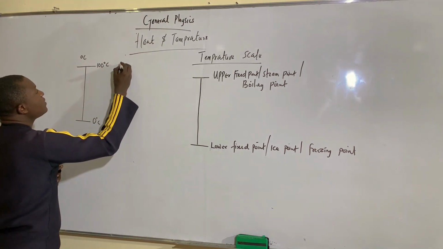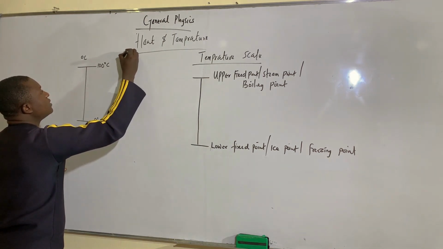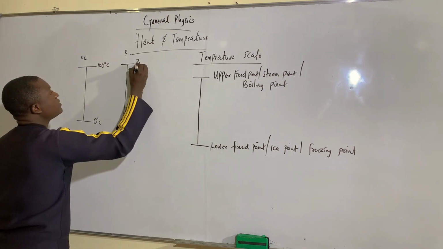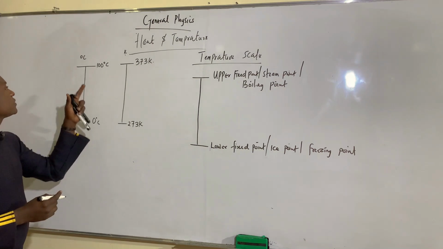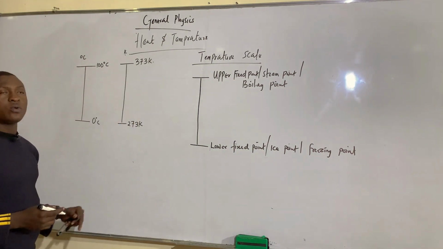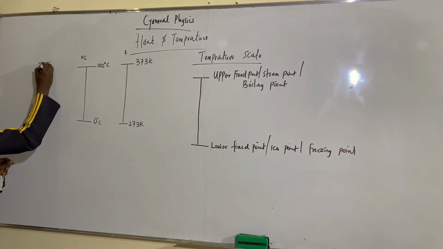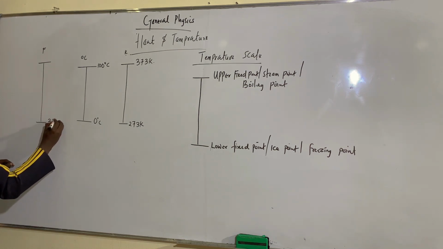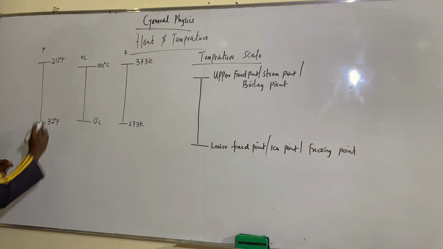Now for the Kelvin scale, it is also a standard. The lower fixed point is 273 Kelvin, and the upper fixed point is 373 Kelvin. This one is for the Celsius scale, while this one is for the Kelvin scale. Then we also have the Fahrenheit scale. The lower is always 32 degrees Fahrenheit, and the upper is 212 degrees Fahrenheit. So it depends on the problem.